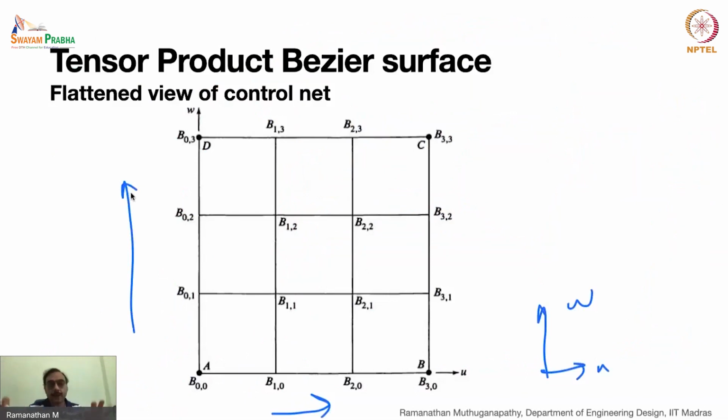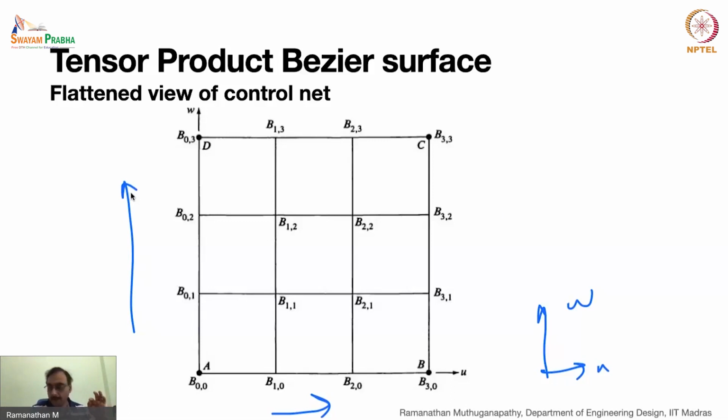It is like flattening your entire control net onto a plane. Okay, so it is not planar control points. It's only a representation of the control points. You basically flatten this guy. You are able to understand this better now. This is what it is, a 4 by 3 or 5 by 3, or whatever this control net is here.